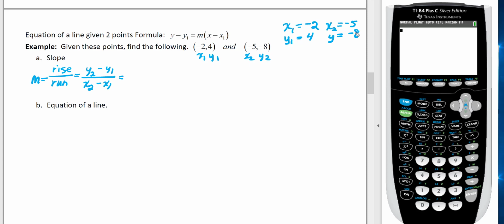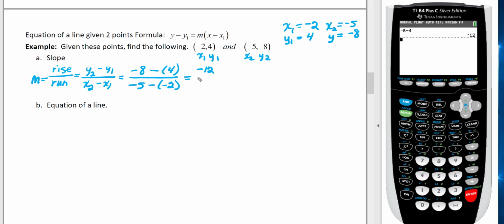So let's plug these into our formula. We take -8 minus 4 all over the x values. We subtract them and do it in the same order. So we take -5 minus a -2. We can use our calculator to do those subtractions. -8 minus 4 equals -12.